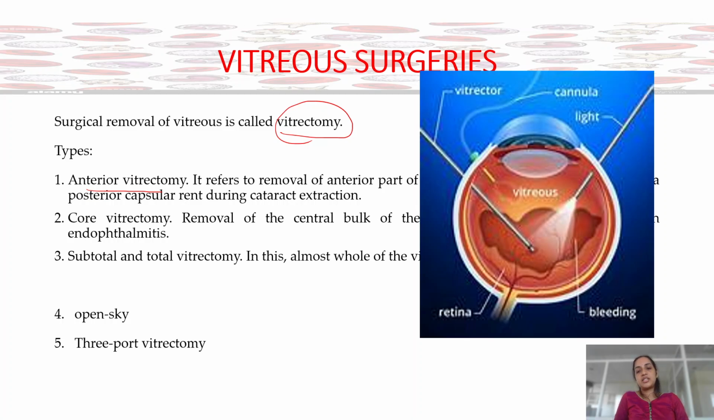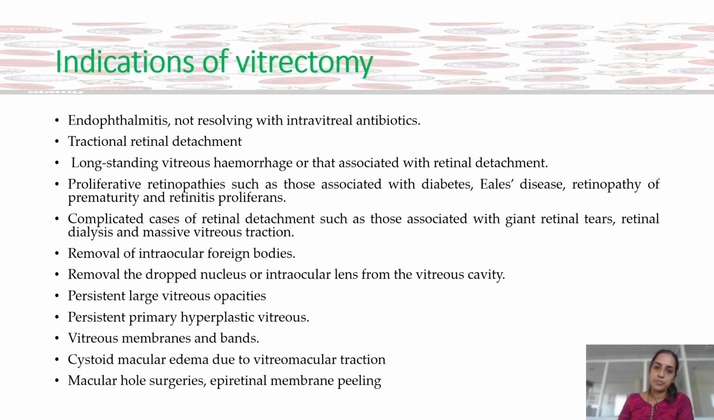One is the vitrector. The vitrector has a guillotine head which moves fast and cuts the strands. Along with that, there is a suction. Then one you need for an infusion, that is named as cannula here, and then there is a light source to illuminate the posterior segment.